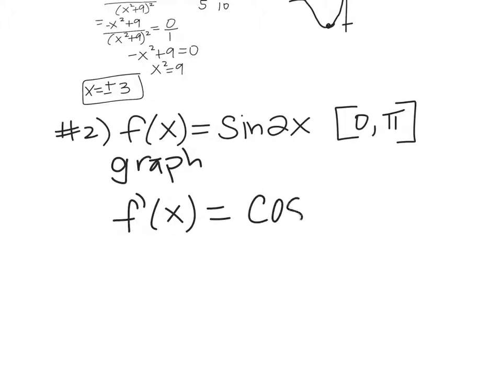Cosine of 2x, and then times 2. Chain rule. So that would be the derivative. If I were going to do this analytically, I'd have to set that equal to 0 and solve. But you guys haven't solved anything like that since trig, right? So let's go ahead and graph the sine of 2x on our calculator. On your quiz, I would tell you to graph it.